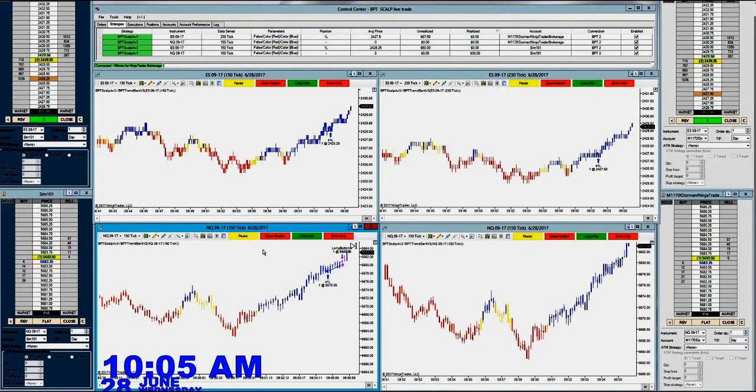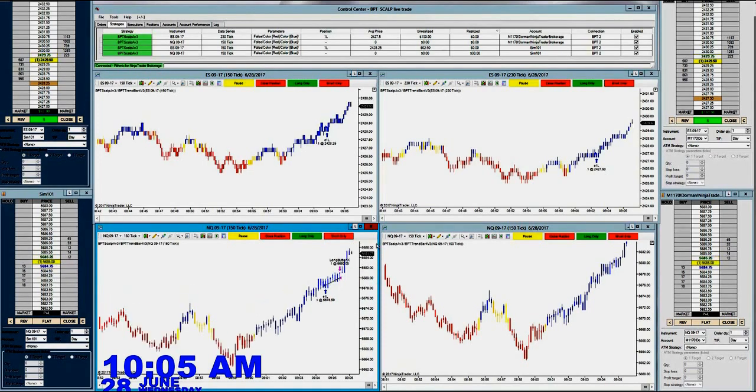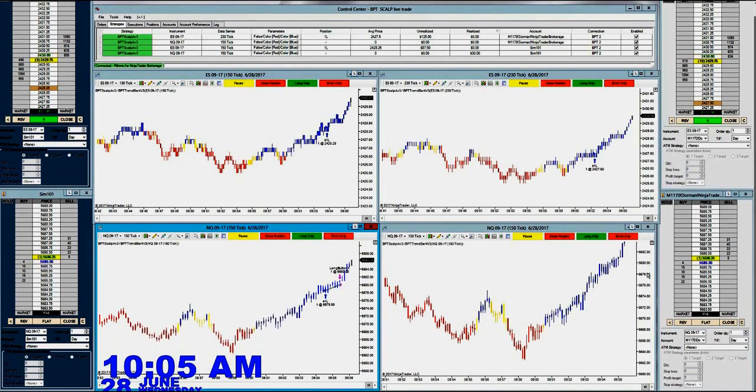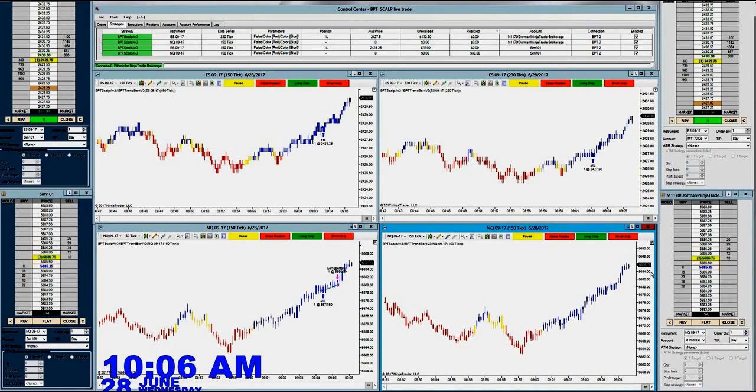But when I was forced to close that trade, it was going to be a very late trade, which probably was going to go down, and that's exactly what happened. So let's look at the ES to see that.